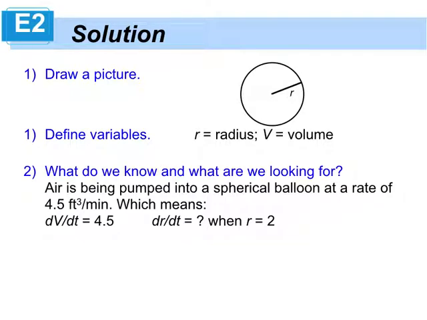There's a calculus concept there. All right, this is, in my opinion, the hardest step in all of these problems. What do we know and what are we looking for? It says air is being pumped into a spherical balloon at a rate of 4.5 cubic feet per minute. Cubic feet per minute is what? Unit. It's volume, right? So this is a volume, and it's a rate.